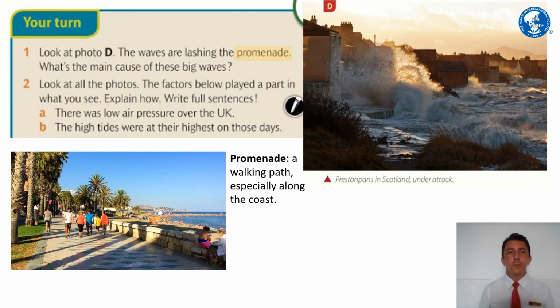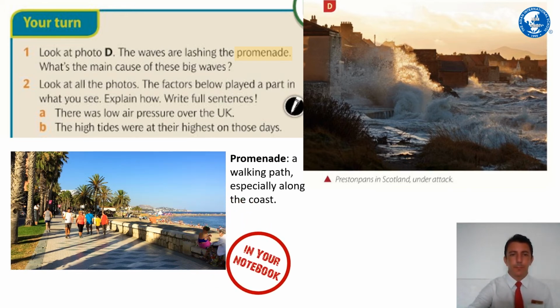And question 2, look at all the photos. I'll show you them in a moment. The factors below played a part in what you see. You're going to explain how using full sentences. So let's answer question 1 first. What was the main cause of the big waves? Write your answer in your notebook. You've studied before about waves. What is the main cause of big waves?